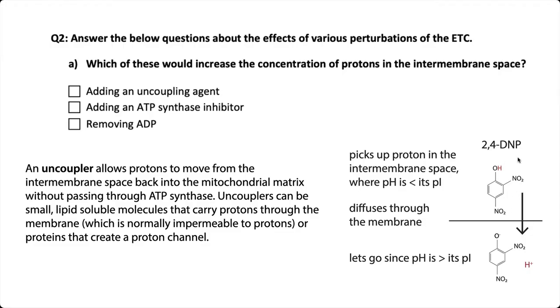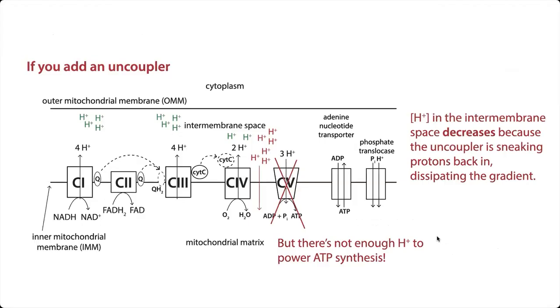So if we're removing the protons from the inner membrane space, what's going to happen to the concentration of protons in the inner membrane space? It would go down. Adding an uncoupling agent would not increase the concentration of protons there, it would decrease them. It would be increasing them in the matrix. So basically you're having this alternative way those protons can get through, decreasing the concentration of protons in the inner membrane space.